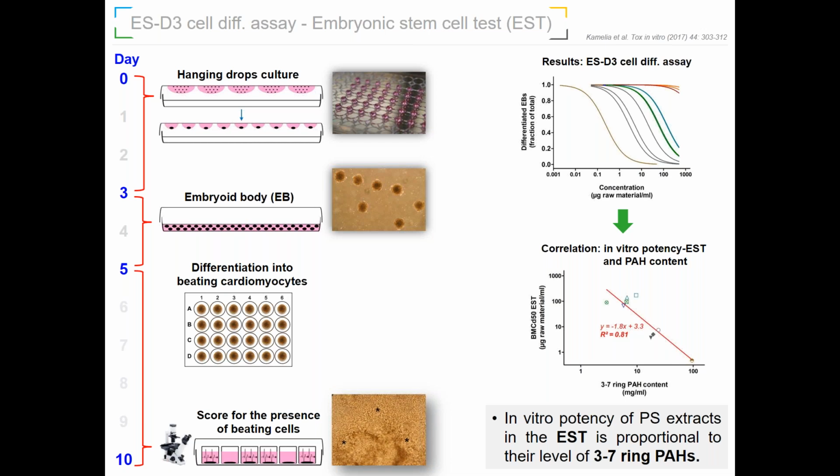Furthermore, we also plot the potency obtained in the EST against the PAH content. So we can see the correlation between PAH content and in vitro potencies obtained in the EST. And here you can see again that in vitro potency in the EST is proportional to the level of 3 to 7 ring PAHs present in these samples.